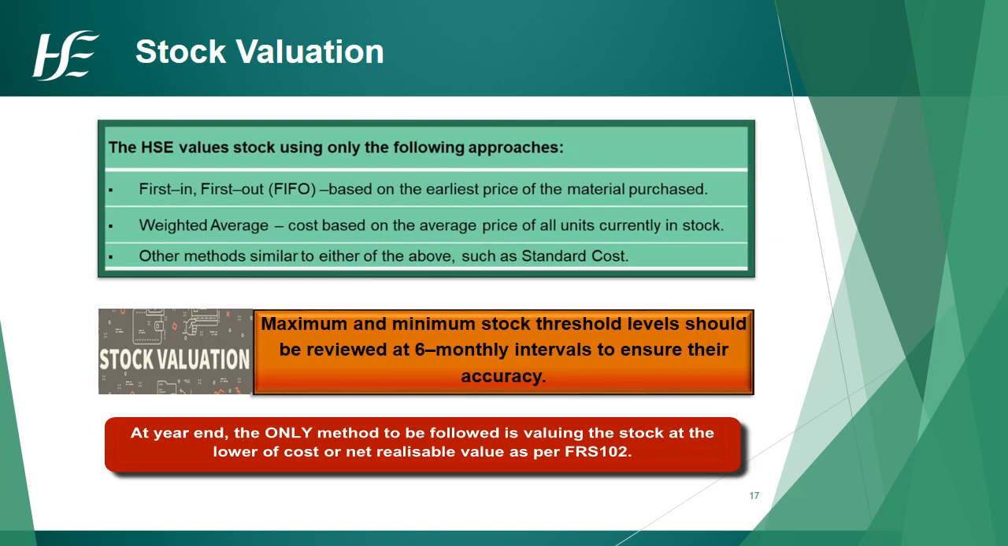The stock valuation methods applied in the HSE. Stock is valued only by either first in, first out, weighted average or some similar method such as standard cost. Maximum and minimum stock threshold levels should be reviewed at 6 monthly intervals to ensure their accuracy. Any necessary changes should be made to ensure compliance with the stock holding policy of the HSE and to ensure optimum stocks are available. At year end, in accordance with FRS 102, the only method to follow is the lower of cost or net realisable value, NRV.